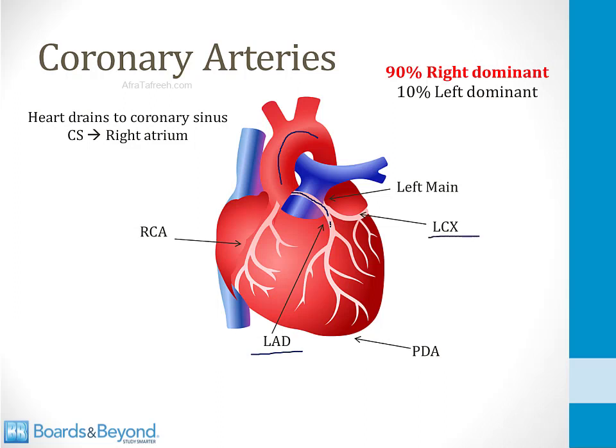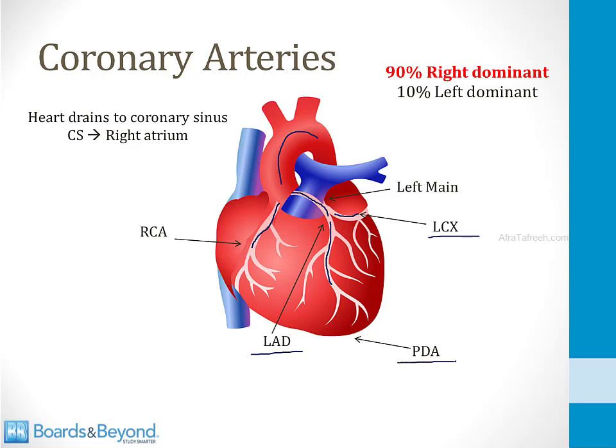The LAD artery supplies blood to the anterior wall of the left ventricle. The left circumflex supplies blood to the lateral wall of the left ventricle. Also coming off of the aorta is the right coronary artery. It supplies blood to the right ventricle and then wraps around the side of the heart and goes underneath.